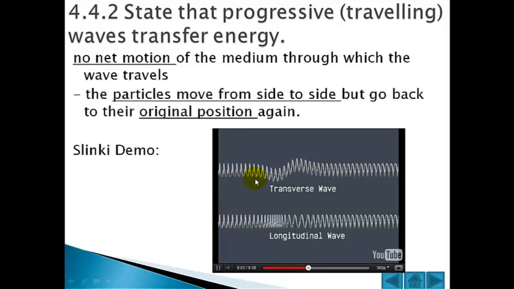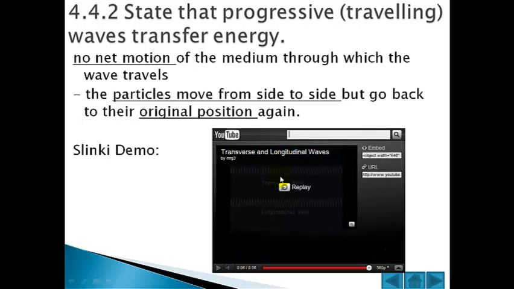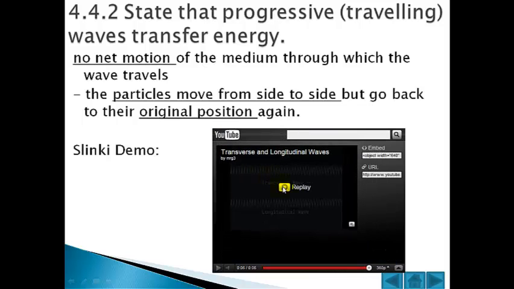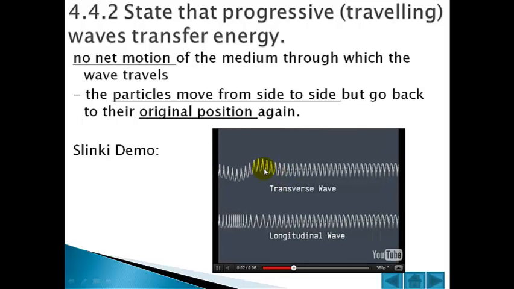This is a transverse wave. The oscillation is in a lateral direction. Okay, let's try it again. The particles go up and down, but they stay in the same place. We'll try that again, and again. Up and down. The particles don't actually move. It's the energy, it's the wave that travels.